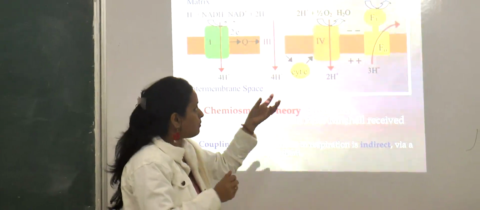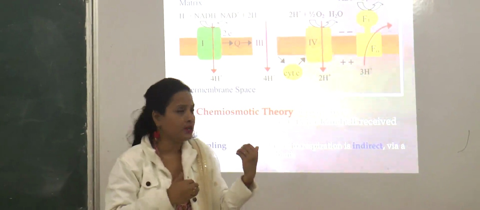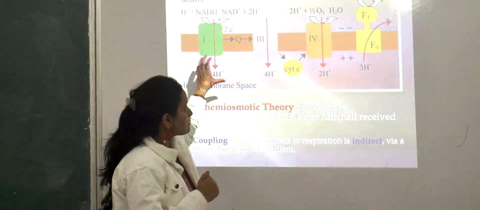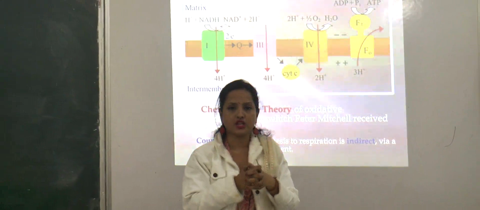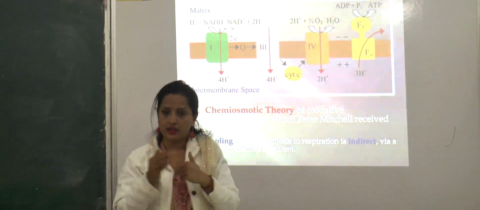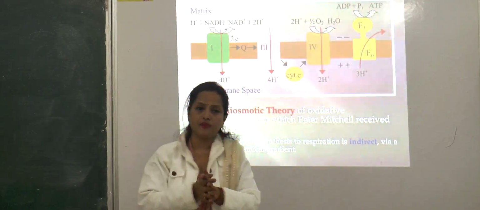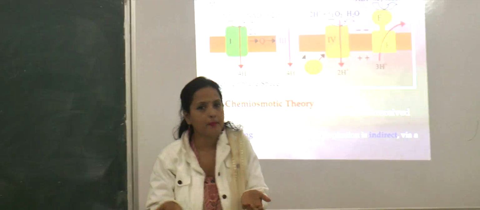So, students, can you just imagine what is happening here in the electron transport chain? This is a brief discussion about the chemiosmotic theory of ATP synthesis. In the next class we will go further and discuss more about this.